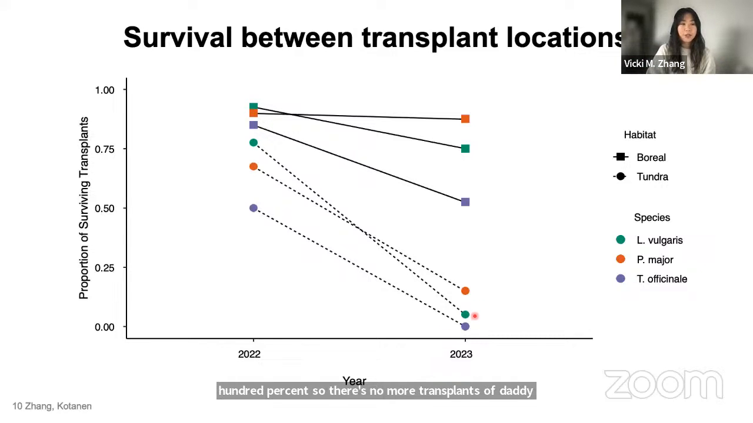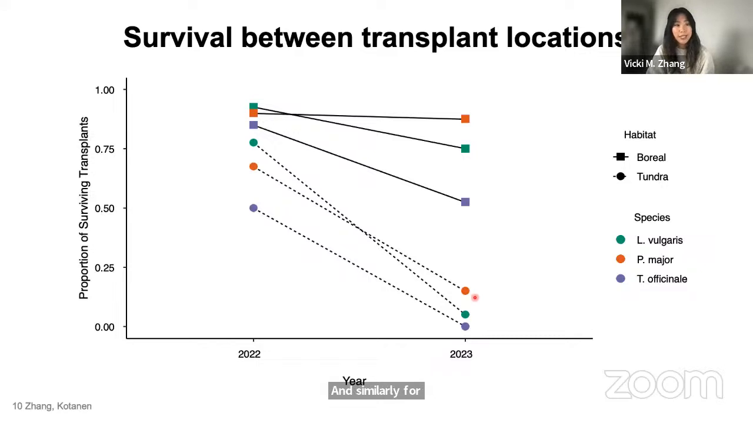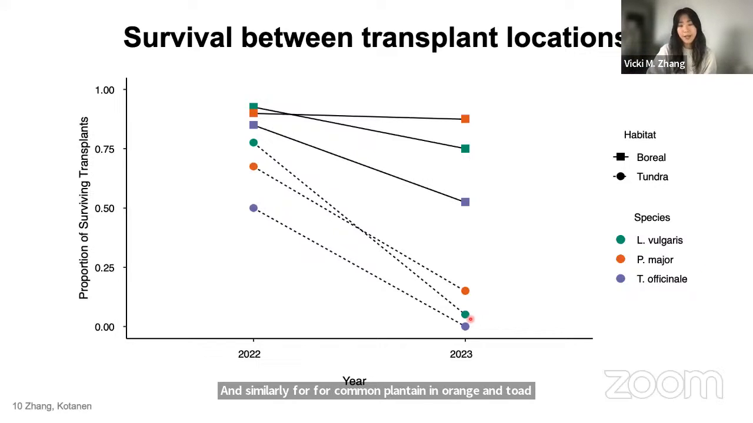And similarly, for common plantain in orange and toadflax in green, the mortality was really significantly high, and much higher than the drop in mortality in the boreal forest. So in the boreal forest, mortality was much lower, and there's really high survival, at least for linaria and plantain. And so after these 2 years of observations, we found that plants are able to survive after translocation into new sites in the boreal forest, indicating that they are dispersal limited to some extent. After I move them, they're able to survive in the boreal forest.